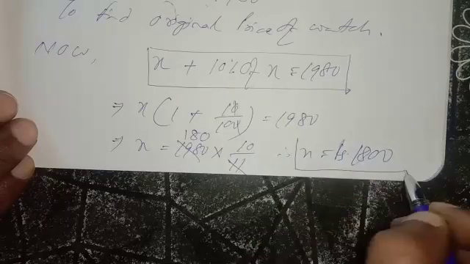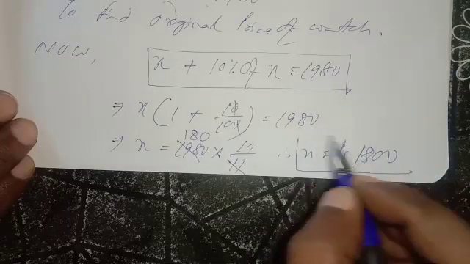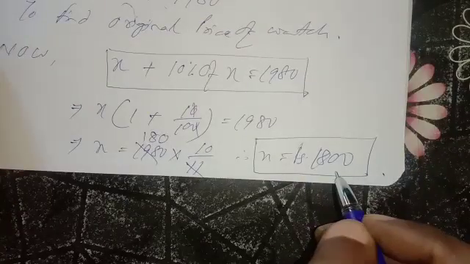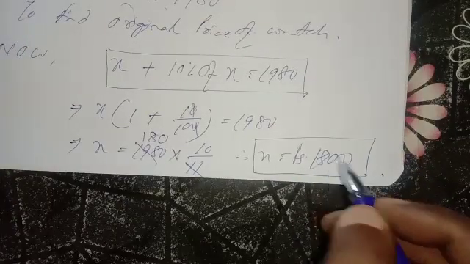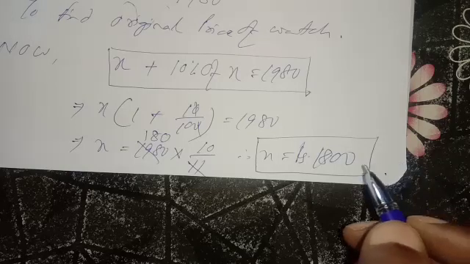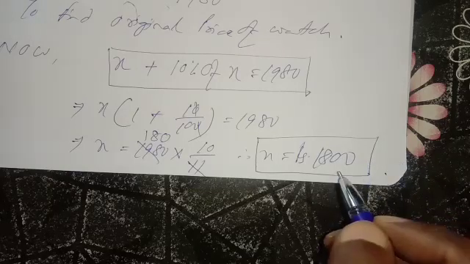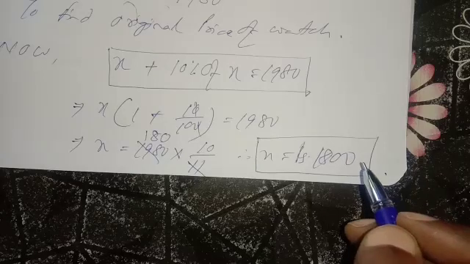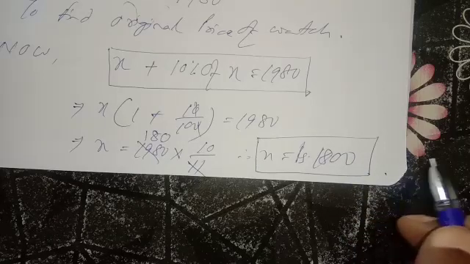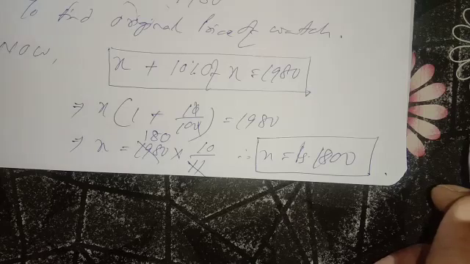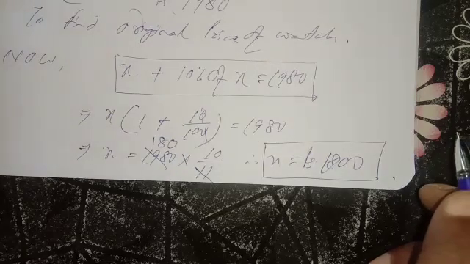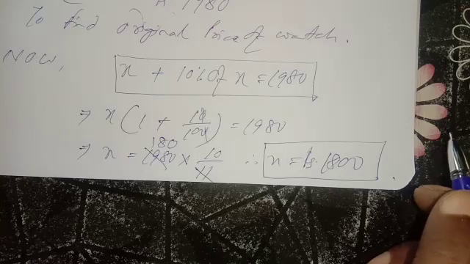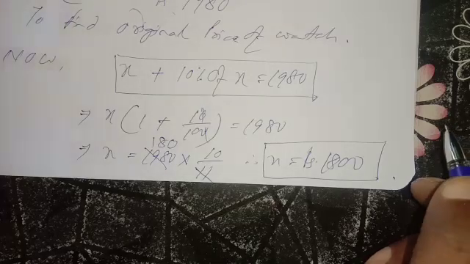1800 is the basic price or original price of the watch. The original price of the watch is 1800. Original price of the watch is equal to 1800, including VAT 10%, it is coming 1980. This is a very important application of percentage. How to calculate if cost price including VAT is given, original price you have to find out. Let us go to next, number 3.